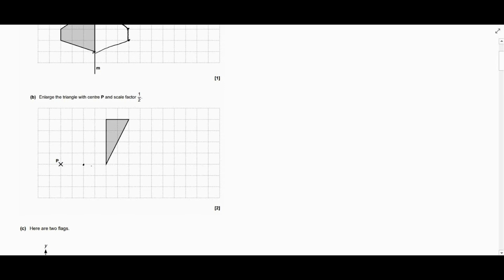4 here, 4 up, so you'd go 2 there and 2 up. And here you go 6 and then 4, so you'd go 3 and then 2. So you can see how it resembles the shape of this triangle, and you just fill in those lines. And that's your new enlarged triangle.